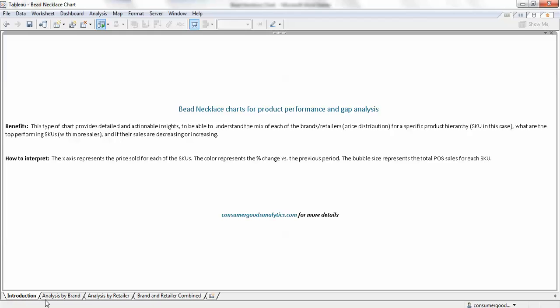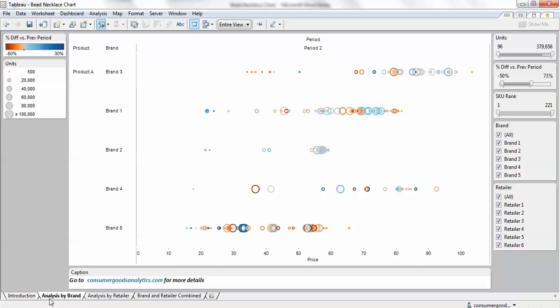Charts. So the Bead Necklace Charts are great to be able to understand the product mix, what are the different price points for a specific brand or retailer, and also they're great to understand what are the top selling product hierarchies, for example SKU in this case, and if that specific SKU is increasing or decreasing.